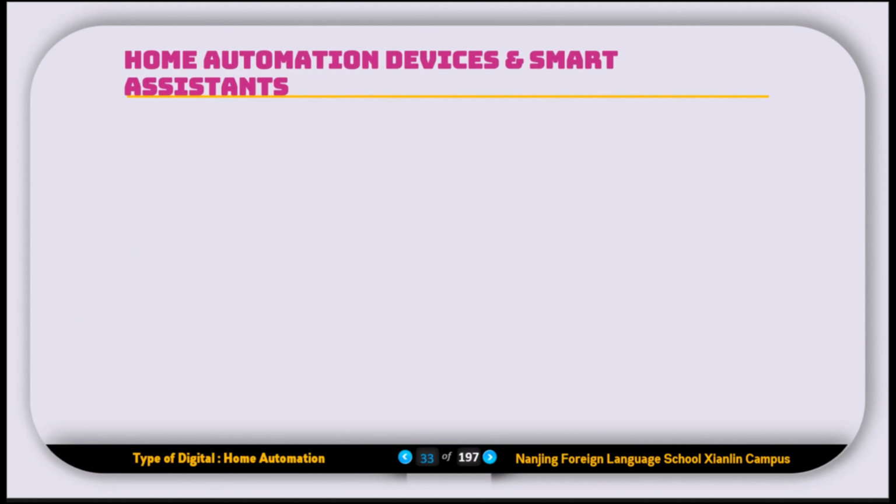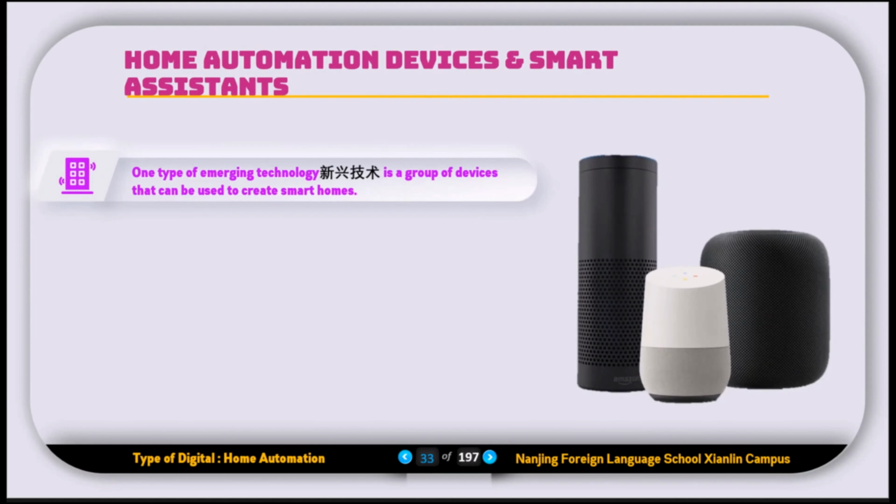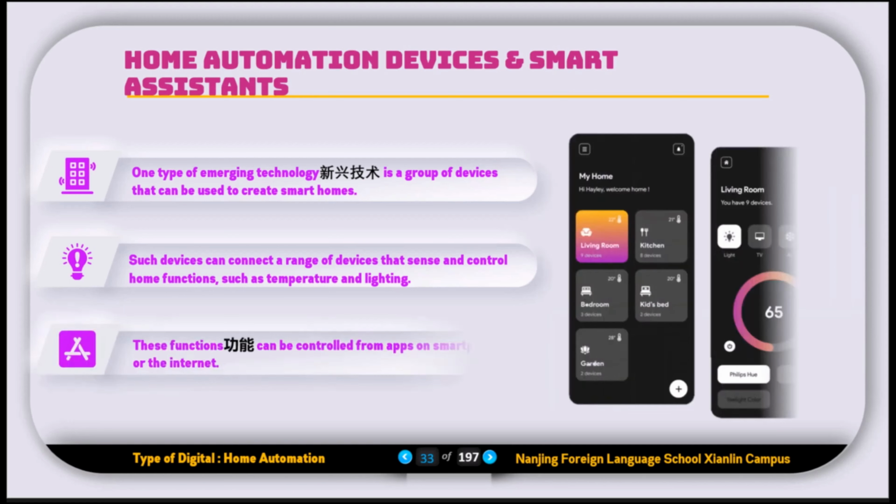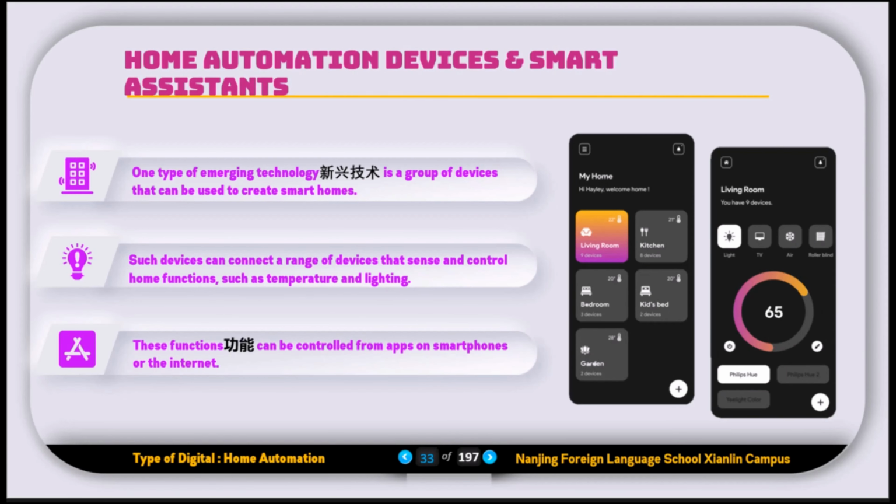The home automation and the smart assistant. What are the home automation and smart assistant? One type of emerging technology is a group of devices that can be used to create smart homes. Such devices can connect a range of devices that sense and control home functions such as temperature and lighting. And these functions can be controlled from apps, smartphones, or the internet.